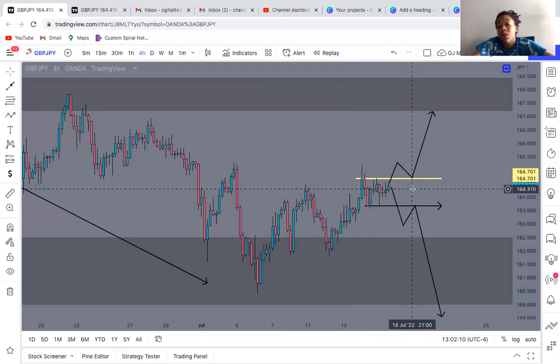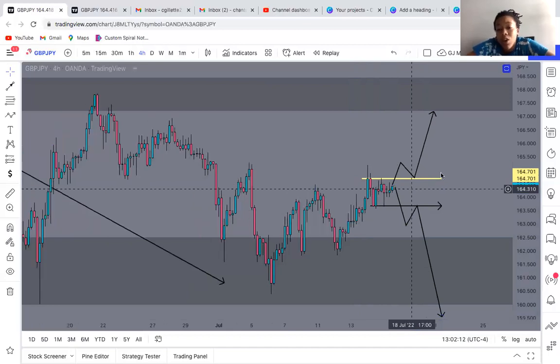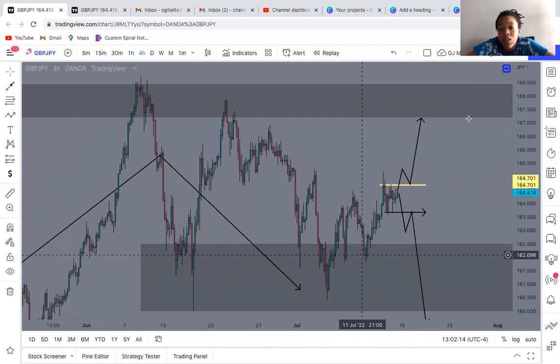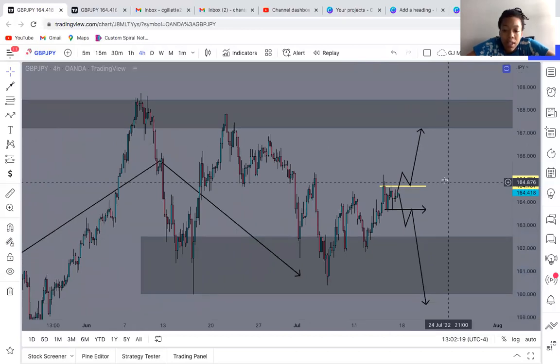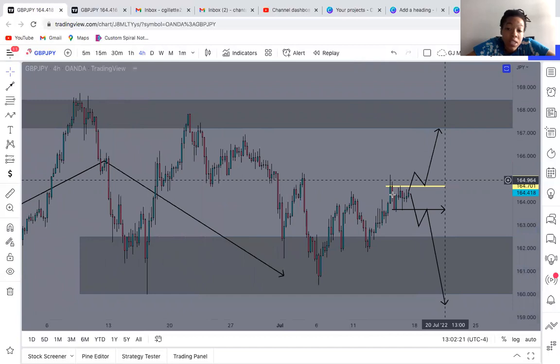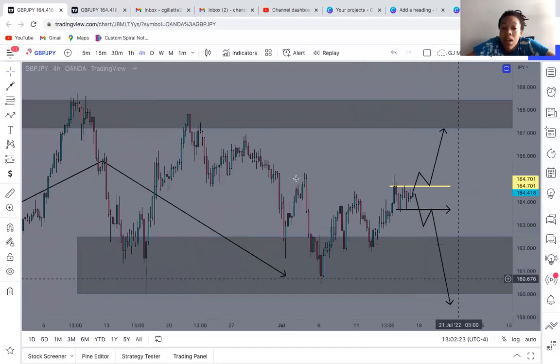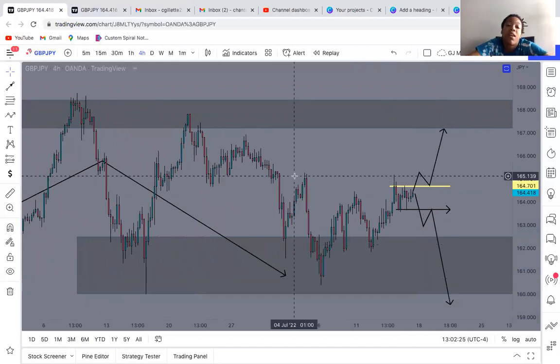So that's what I'm looking at on GJ. My bias for the week is overall bullish, at least to start off the week. But again, just being objective, we could see a break to the downside also. So that's what I'm looking at for the week.